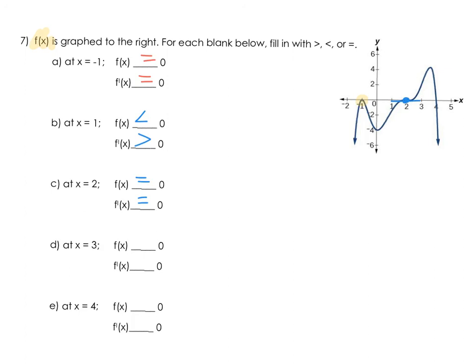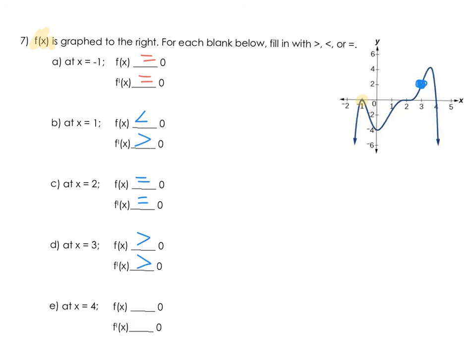The next one, D, is at 3. I'm going to say it's about there. So the function is definitely greater than 0. That is above the x-axis there. The derivative is also greater than 0 because it's positive. It's increasing there, so the slope is positive.